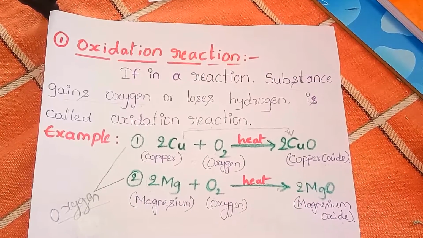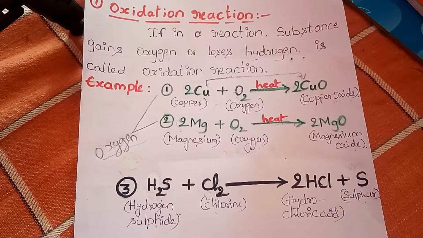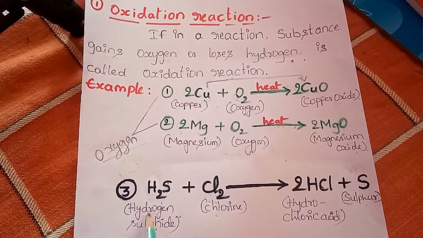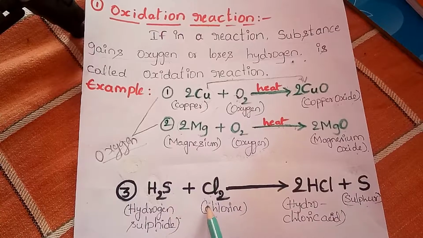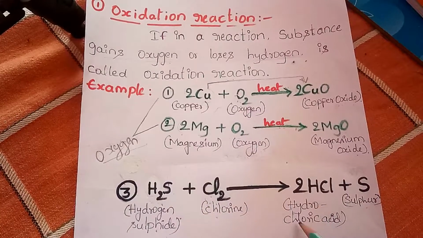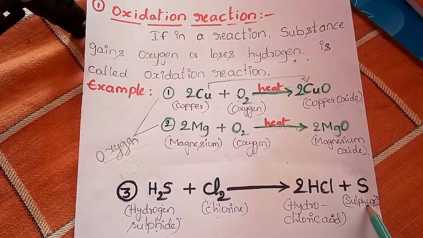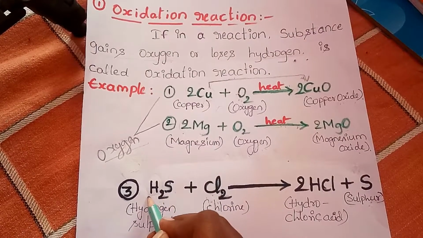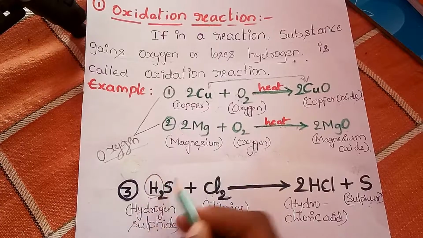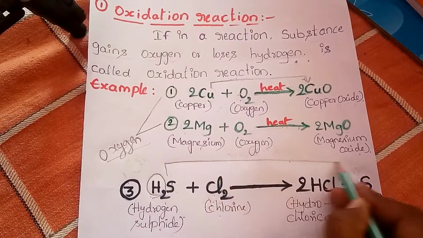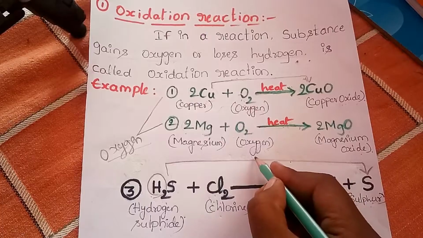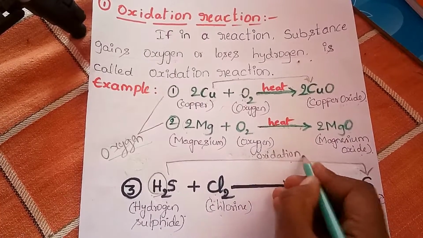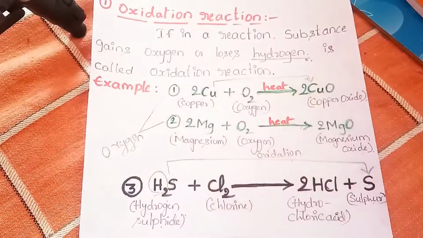So next, let's see oxidation in terms of hydrogen. For example, hydrogen sulfide reacts with chlorine and forms hydrochloric acid and sulfur. So here hydrogen sulfide loses hydrogen and forms sulfur. So this is oxidation in terms of hydrogen.